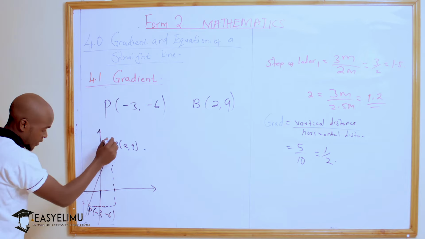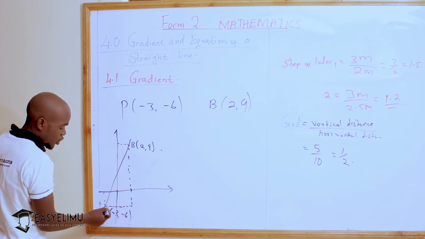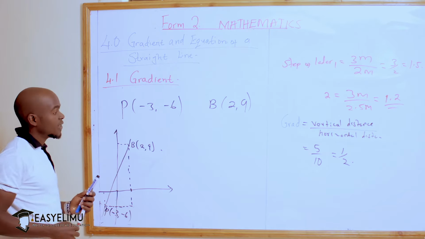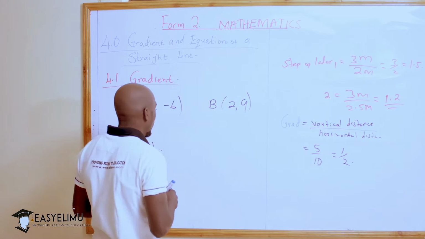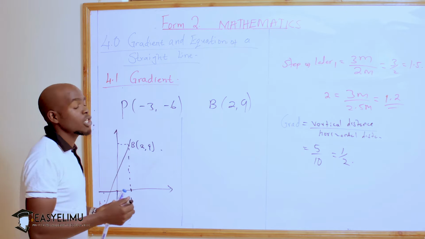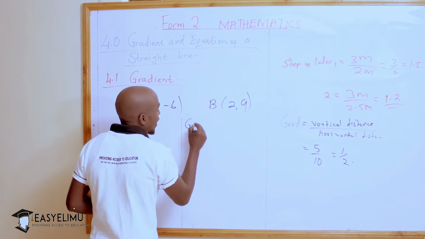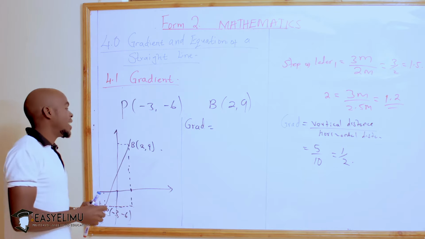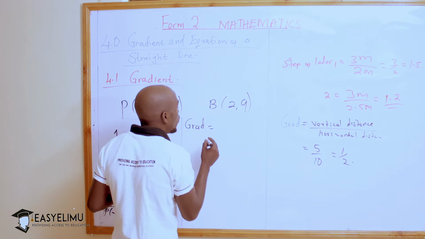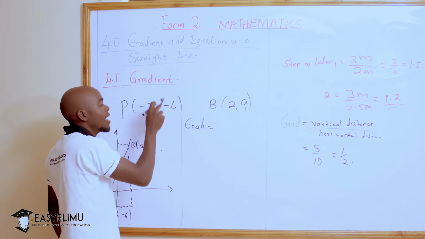We need this steepness. So we can find the vertical displacement and also the horizontal displacement. So we need to determine the steepness of this line. And determining the steepness of that line, we are going to find the change in vertical distance over the change in horizontal distance. So to get our gradient, we shall take the change in vertical distance, which will be the change in y, represented by the coordinates 9 and -6.